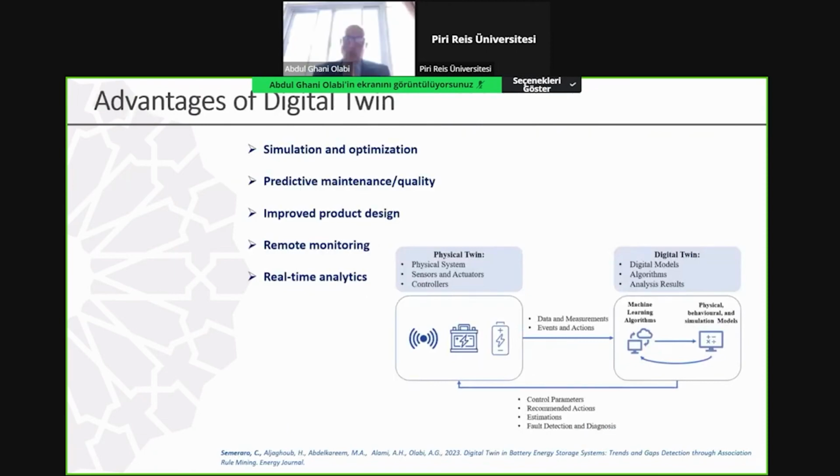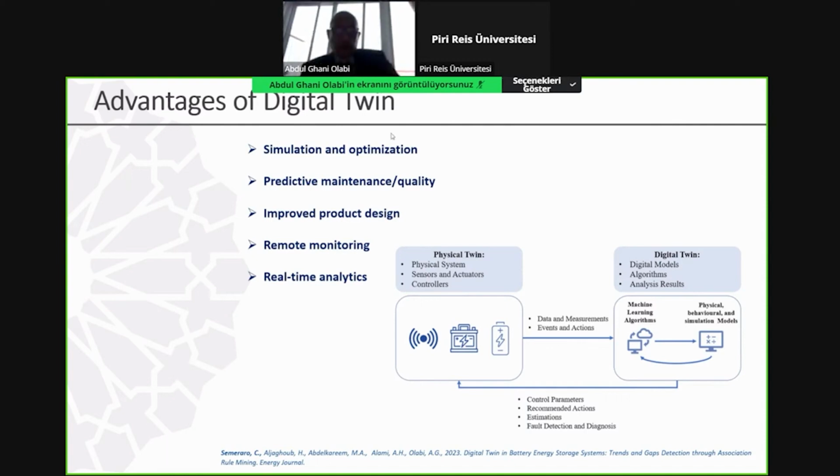So what is the advantage? Why do we want digital twin? Digital twin has a lot of advantages. It can have simulation and optimization. When I simulate the cyber or virtual part, it helps me optimize and make the best condition. Predictive maintenance, because when I have the virtual, I can understand when I need to make any maintenance for my batteries, for my wind turbine, for solar panel, and so on.